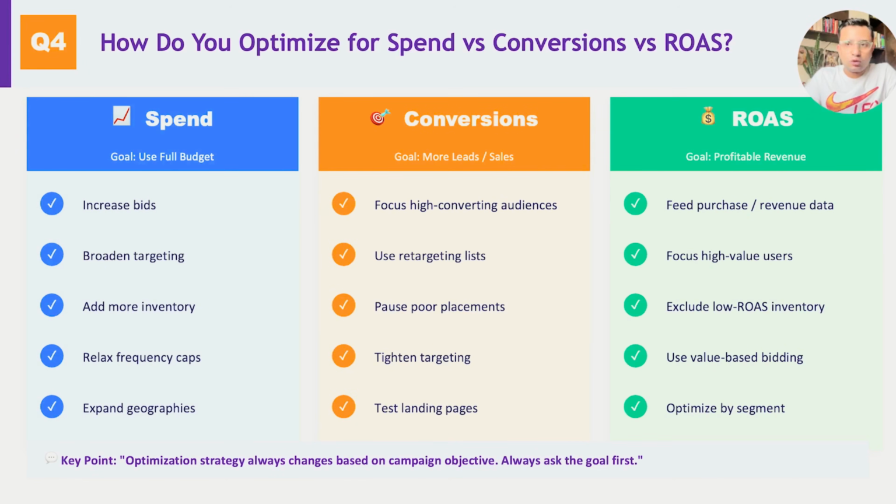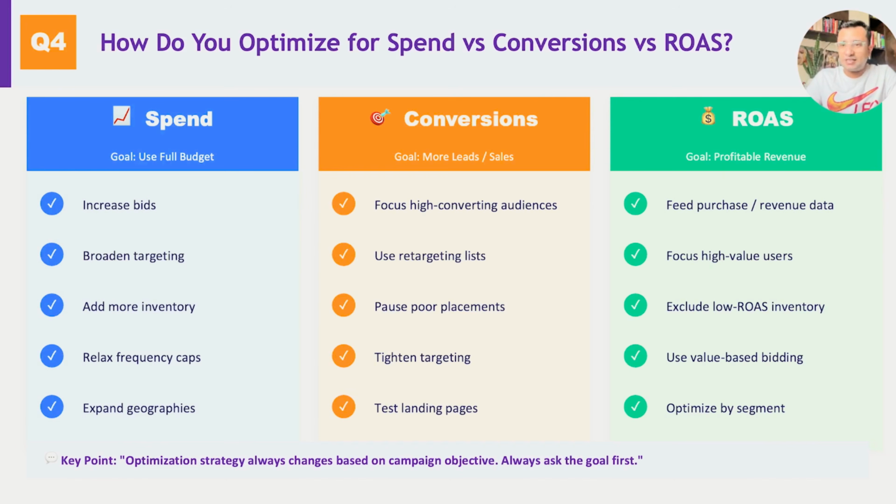In that scenario, you can say, I will increase the bids. I will broaden up targeting because we do not want to restrict to certain people only. My goal is to spend the full budget, so I will broaden the targeting. I'll add more inventory. I'll relax the frequency caps. Frequency means how many times the ad is shown to a user. So I won't restrict it so that a person is shown the ad only one time in 7 days. I might increase it to 3 times in 7 days. I'll gradually relax the frequency caps.